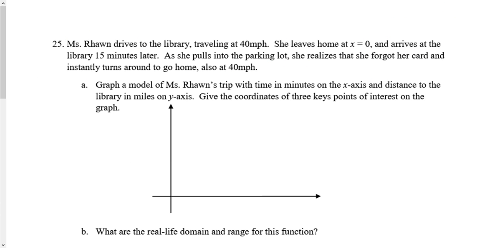We got another word problem. Miss Ron drives to the library traveling at 40 miles per hour. She leaves home at time x equals 0 and arrives at the library 15 minutes later. As she pulls into the parking lot, she realizes that she forgot her card and instantly turns around to go home, also at 40 miles per hour. So we want to graph a model of Miss Ron's trip with the time in minutes on the x-axis, so this is going to be the time in minutes, and the distance to the library in miles on the y-axis, so this is my distance, and that's going to be in miles. It says give the coordinates of 3 key points of interest on the graph.